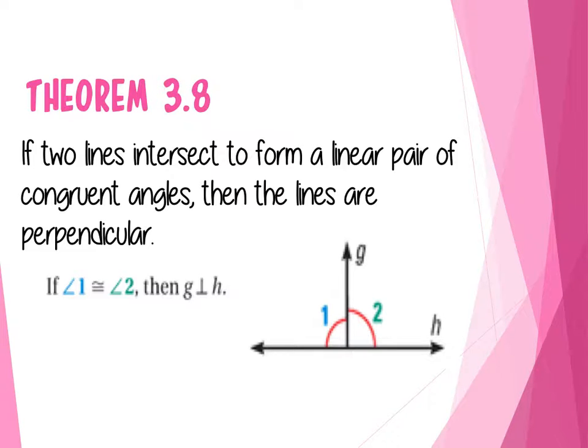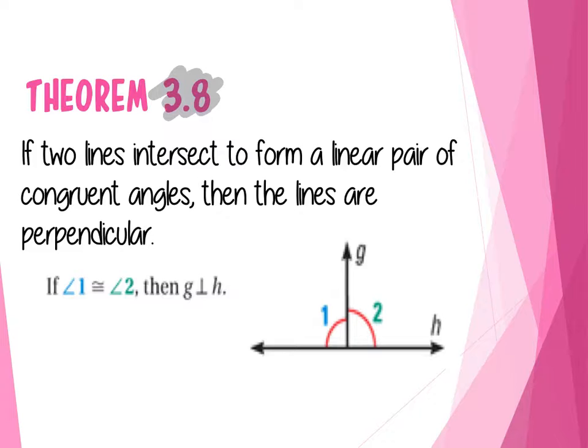So theorem 3.8, and again, we've talked about it before, but the number itself is not important, okay? It just means that this is the 8th theorem that's mentioned in chapter 3. And in any other book, this theorem still applies, but maybe it's in a different order, so you don't want to get attached to the number. What it says is what's important, which is if two lines intersect to form a linear pair of congruent angles, then the lines are perpendicular.